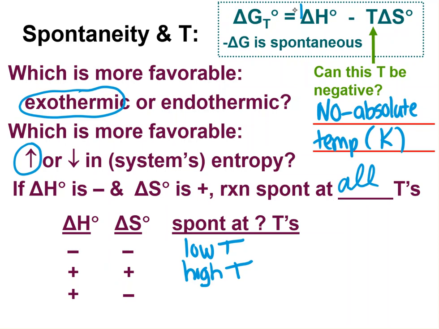What if the change in enthalpy is positive, not favorable, and the S is negative? Well, if the S is negative, this whole part is positive. We would be adding two positive numbers, so there's no way that could be spontaneous.